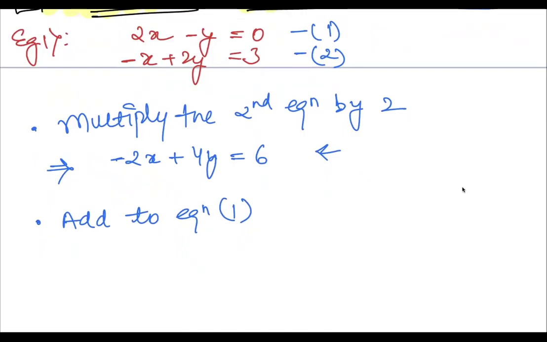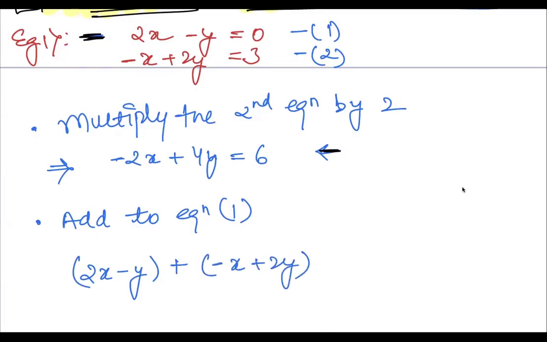Now what is my first equation? First equation is 2x minus y. So what essentially I'm doing is adding these two equations. What will I get? 2x minus y is equal to 0, plus minus 2x plus 4y.